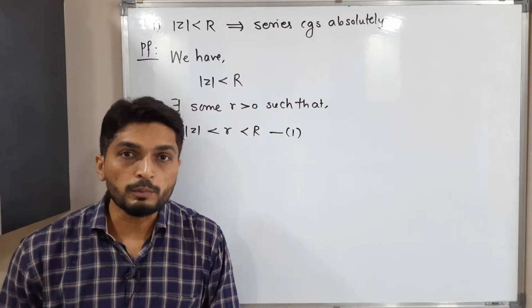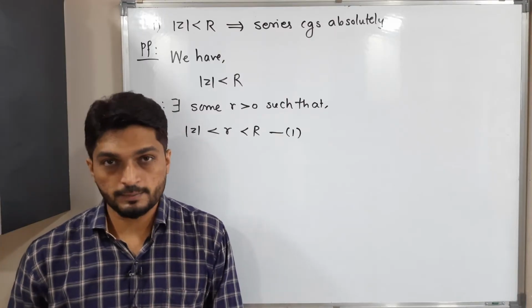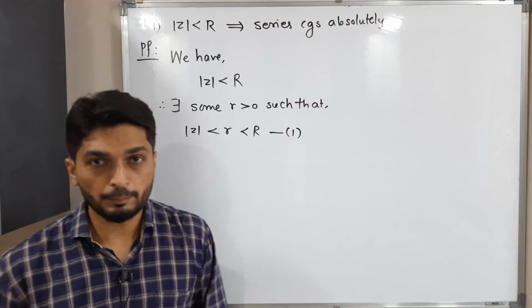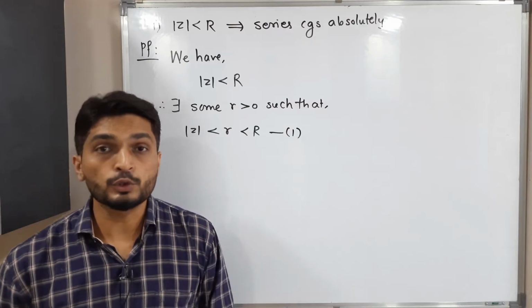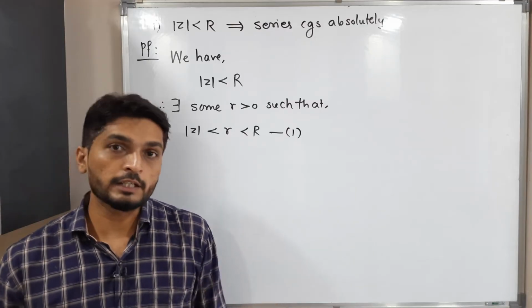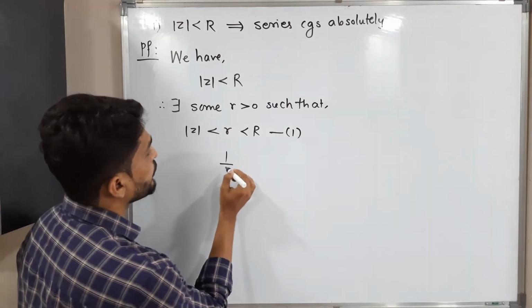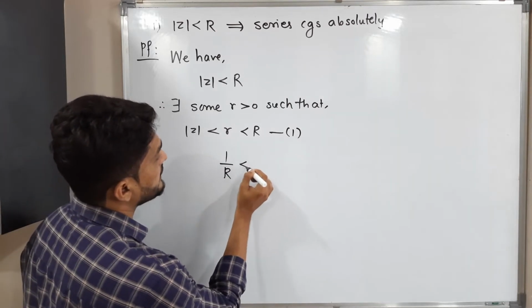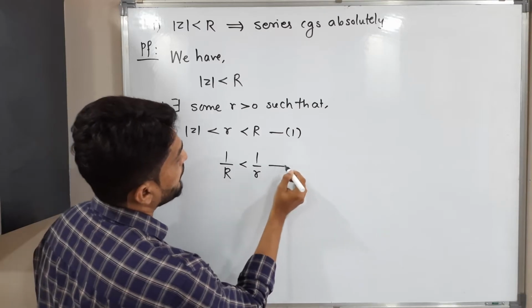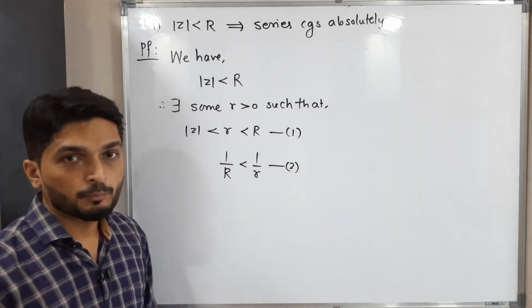After that, I will take the reciprocal of both sides, I am talking about this small r and capital R. You know that when we take the reciprocal, the inequality will get changed. So by taking the reciprocal, we have 1/R < 1/r. I am calling it inequality number 2.